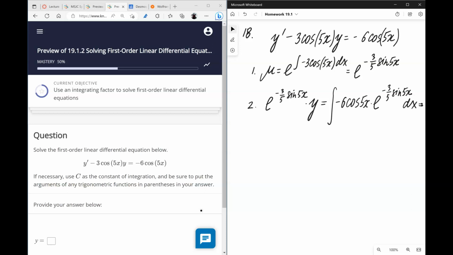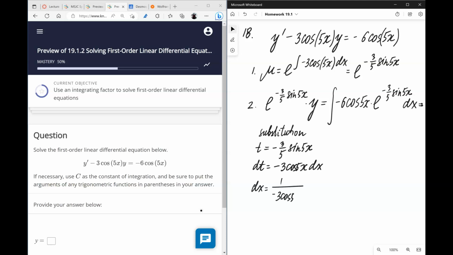And this particular integral can be done with a substitution. The entire exponent can be replaced. So dt will be equal to negative 3 cosine of 5x dx. That means dx will be equal to 1 over negative 3 cosine of 5x dt.